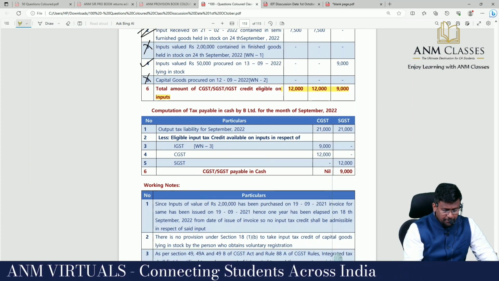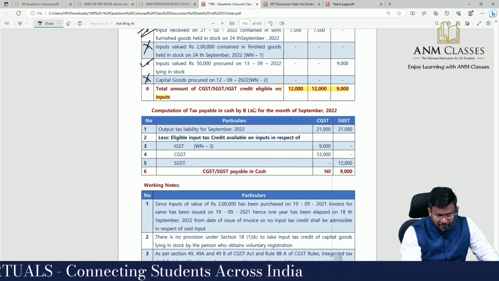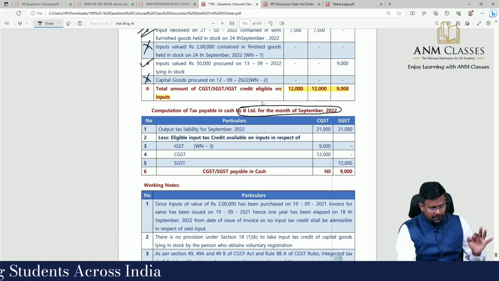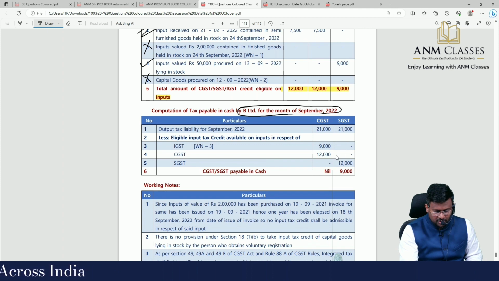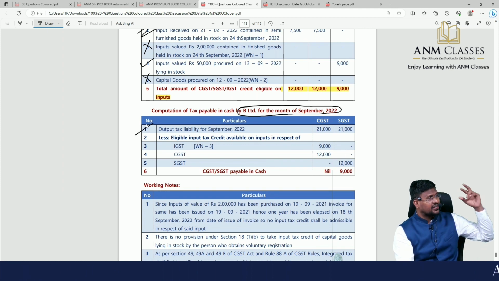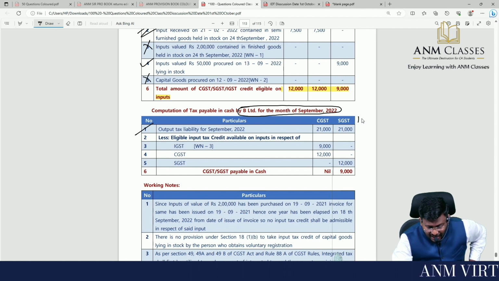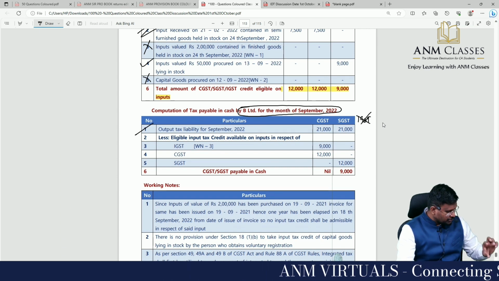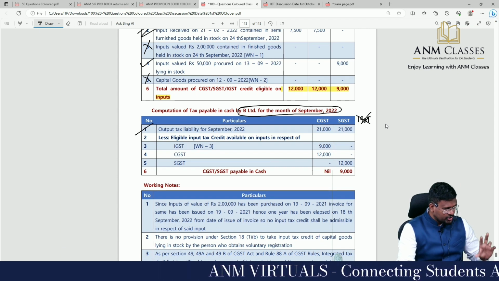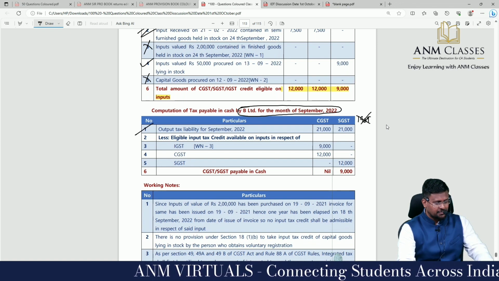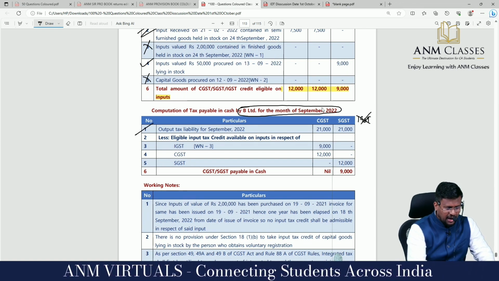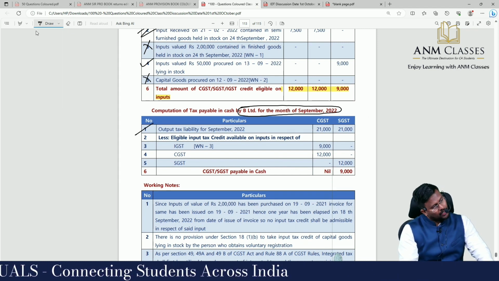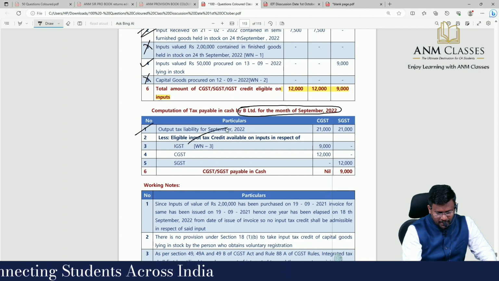Perfect. Computation of tax payable in cash by B Limited for the month of September, my dear lovable students. Output tax liability for September, CGST 21,000, SGST 21,000, which is already given in the question. Here IGST column should not come, because if it comes to section 24, if it comes to section 24, section will be 18 subsection 1 clause A. Perfect. So IGST should not come. Less eligible ITC credit available on input. IGST how much? 9,000.